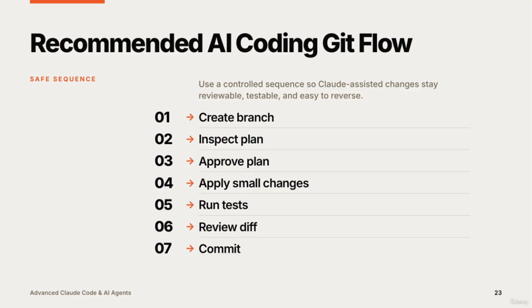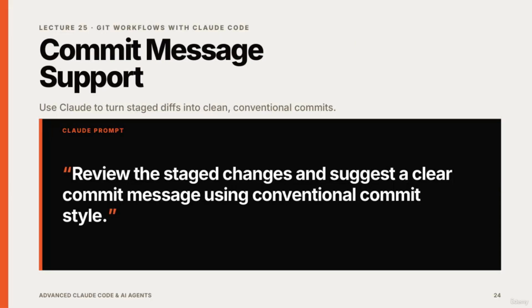By rigorously following this safe sequence, we maintain high code quality and traceability when leveraging Claude and AI agents in our development process. Here, we're focusing on how to review staged changes and craft clear commit messages using conventional commit style. This approach helps maintain consistency and clarity in your version history.